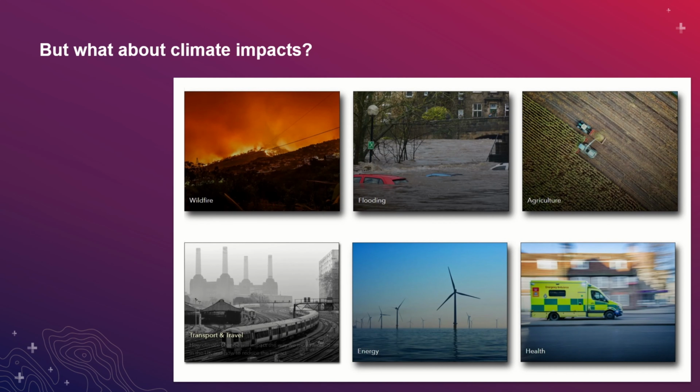So that's UK CP18 data, it's temperature and precipitation, but what of the impacts? How does the climate change projection, how is it going to impact things like flooding or agriculture, health, energy use, transportation? How are these sectors going to be affected? How would a business or an organization, in my case a student, use the data to understand the impacts?